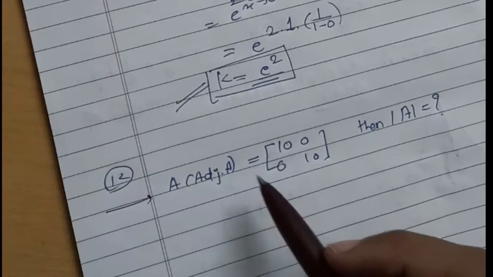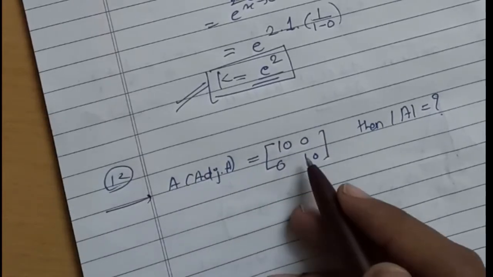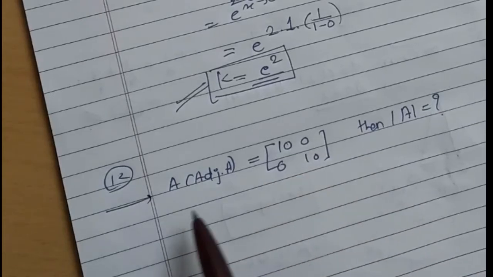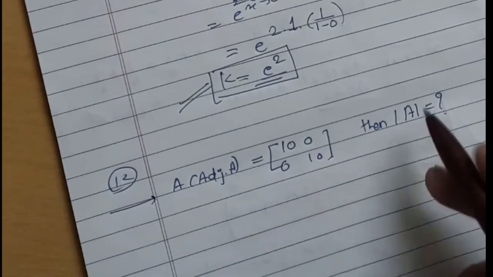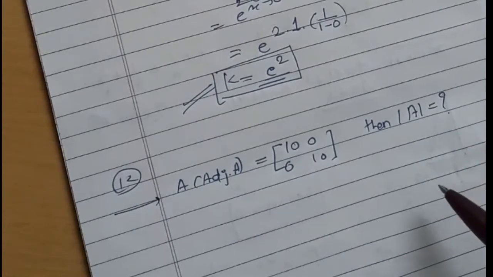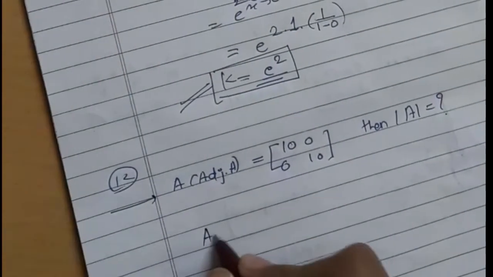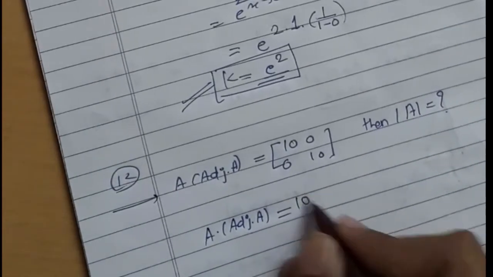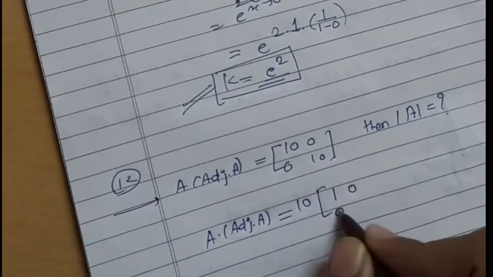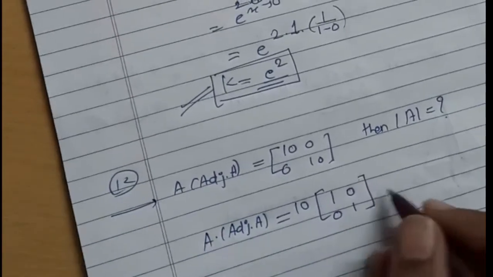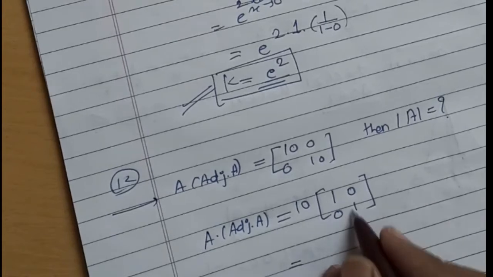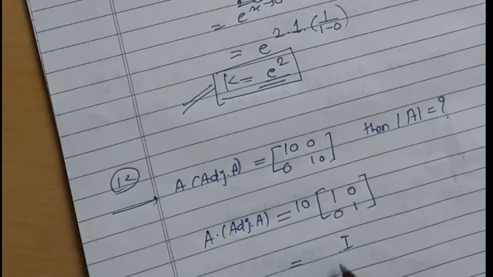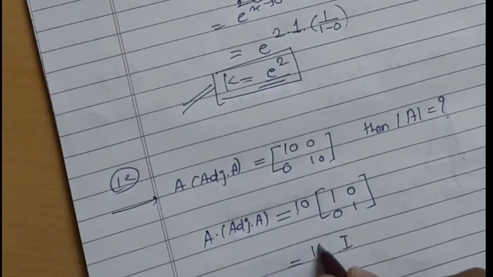Here you can see that A into adjoint of A is given, and it is given that for an invertible matrix A, A into adjoint of A is equal to the given matrix, and we have to find the determinant of A. If we take 10 outside, then the matrix is 1 0 0 1, so it is nothing but a unit matrix. So its value is I, and it is 10, which is nothing but the determinant of A.